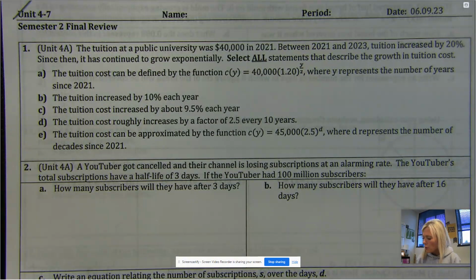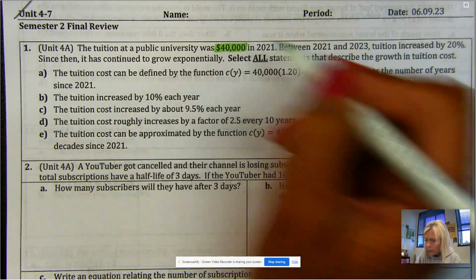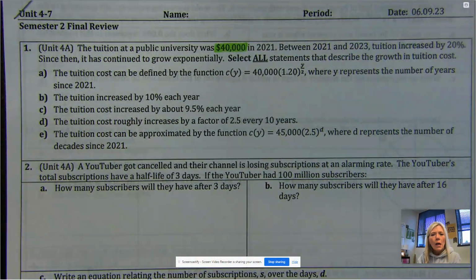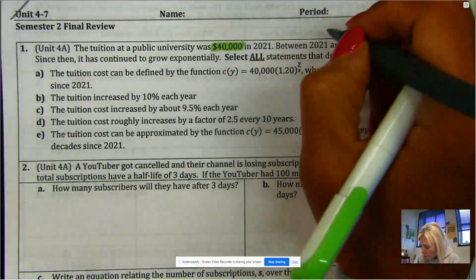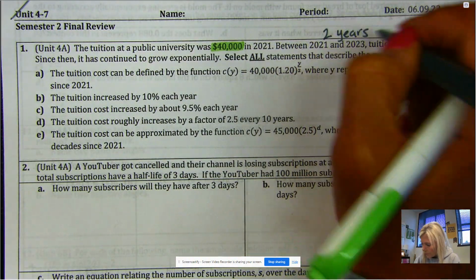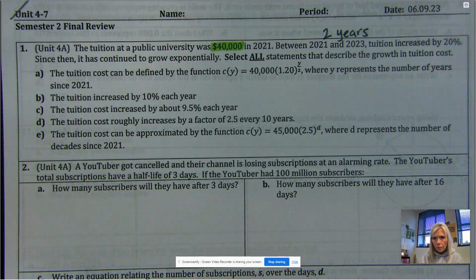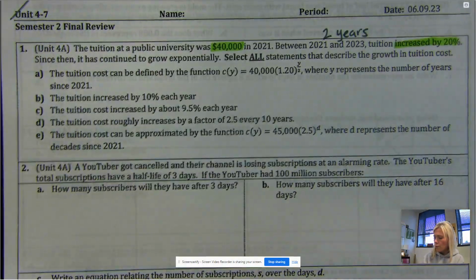The tuition at a public university was $40,000 in 2021. So I'm going to highlight that. That's an important value, $40,000. Between 2021 and 2023, notice that is a 2-year interval. That's important. The tuition increased by 20%. So increased in 2 years by 20%.